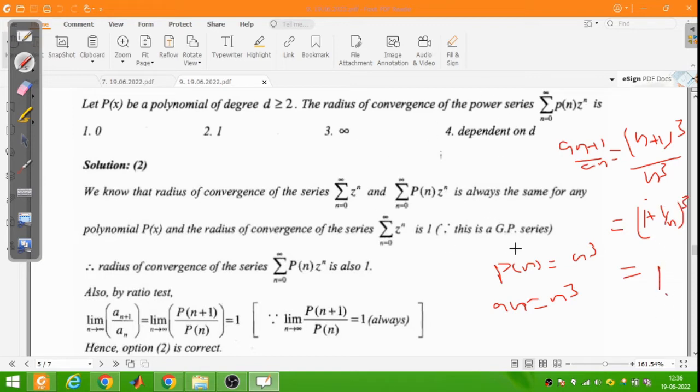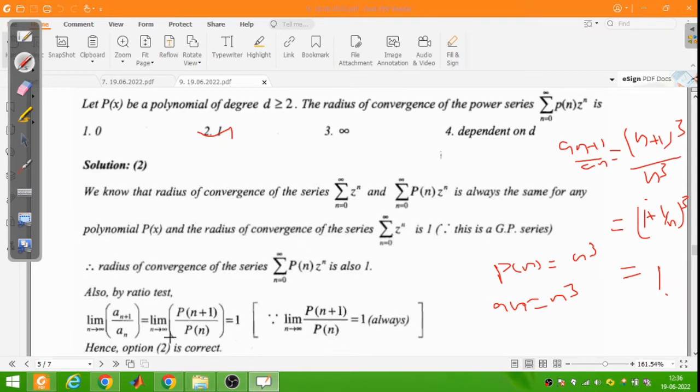So the radius of convergence is 1 for all polynomials of degree greater than or equal to 2. So therefore, directly we can select option 2 as correct, isn't it? This is one of the ways.